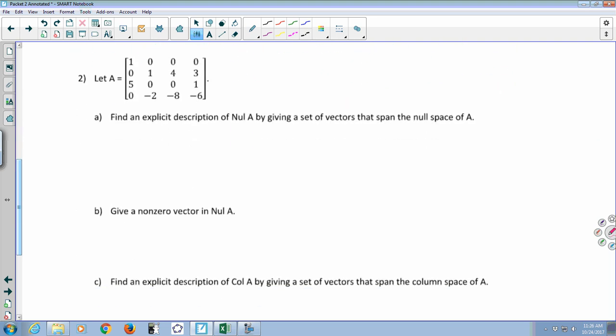All right, here's a 4 by 4 matrix A. I want to find an explicit description for the null space of A. So rather than giving you a specific vector X and asking, is this in the null space, I want you to tell me every vector that's in the null space. I want you to find all the vectors that get A times them equals 0. So I'm looking for all the vectors X such that AX equals 0. So we just take A, augment with 0, 0, 0, 0.